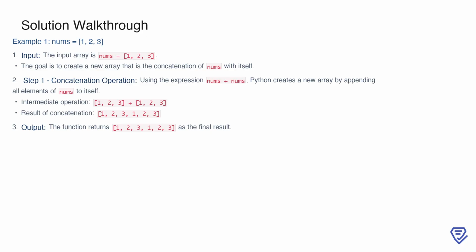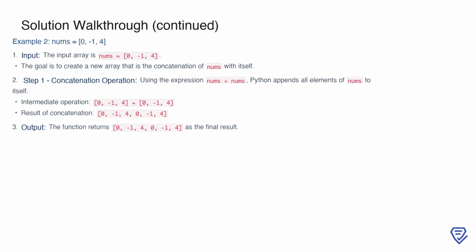In this case, the intermediate operation looks like 1, 2, 3, plus 1, 2, 3. The result of this concatenation is 1, 2, 3, 1, 2, 3. Finally, this concatenated array is returned as the output, which in this case is 1, 2, 3, 1, 2, 3.